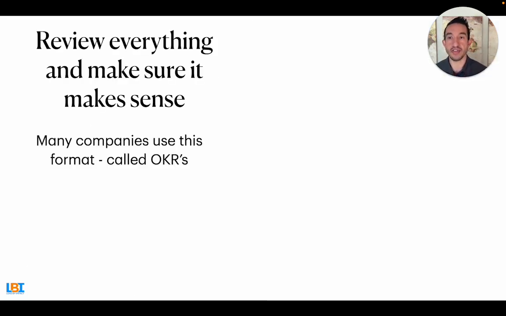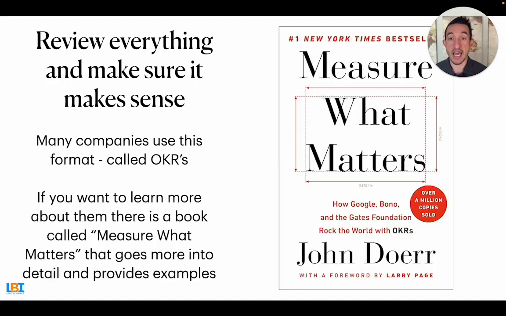So after you do that, many companies use this format and it's called OKRs, Objectives and Key Results. You might have heard this, you might have not. And if you want to learn more about it, there's a book called Measure What Matters that goes into detail and provides examples. It was one of those books where I read a couple of pages, I got it pretty quickly, and then I just looked at the back for some examples, and I got it really quickly. So you don't have to read the whole book, but you can if you really want to.